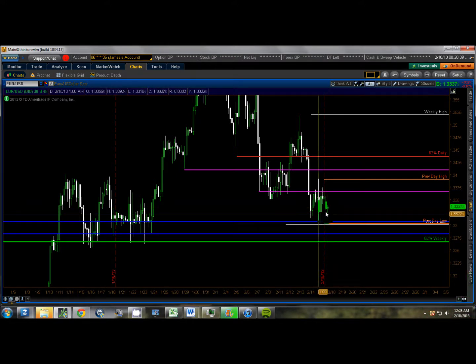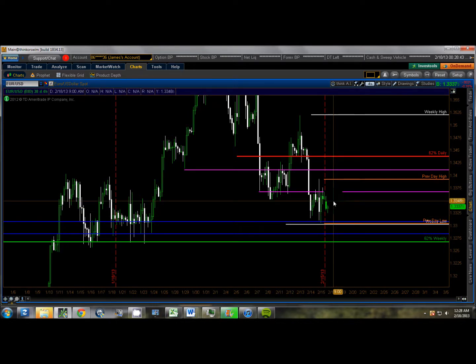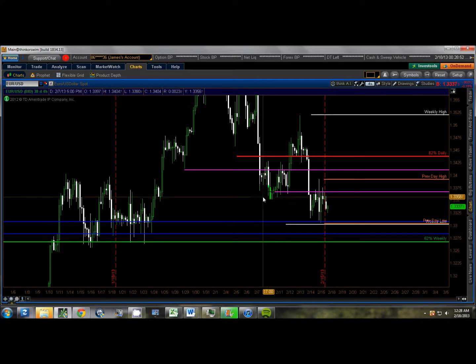It's almost 12:30, so I am going to set my alarm clock, probably get up around 4 o'clock this morning and kind of see where the London session begins to take this market.